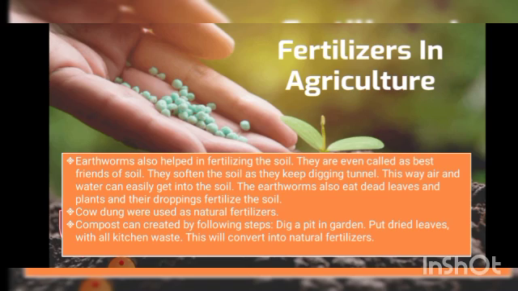First thing that you have to do is dig a pit in a garden. Put in all the dried leaves. Also add kitchen waste. It may be the peels of vegetables and fruits, or the leftover food of the kitchen. Also add some earthworms to them, and this will convert into natural fertilizer, that is compost.